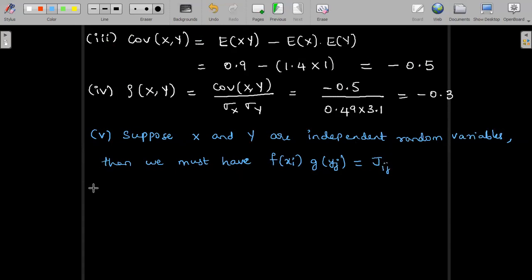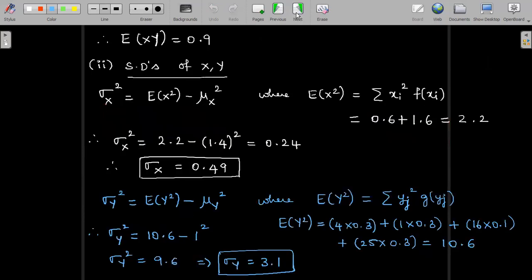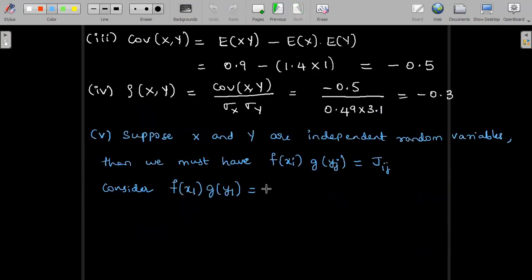Now we are going to verify this for, say, f of x1 into g of y1, taking i and j both equal to 1, 1. So consider any one of the values, we can just show first. So f of x1 into g of y1. Let us obtain these values from the marginal table. F of x1 is 0.6 and g of y1 is 0.3. So let us do the product, 0.6 into 0.3, and that gives us 0.18.